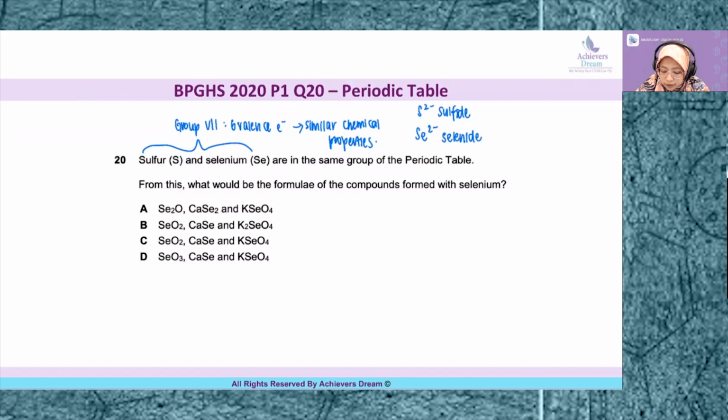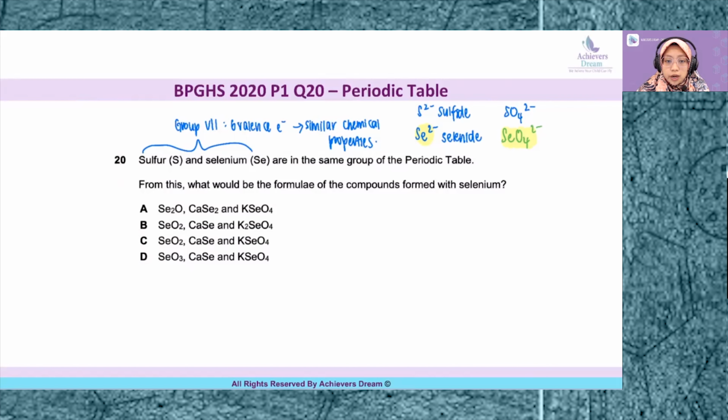What other ions does sulfur have? We have the sulfate ion, SO4 2 minus. Since they are in the same group, we can replace the sulfur in sulfate to form SeO4 2 minus. So these are the two ions that selenium can form, based on our understanding that they have similar chemical properties due to the fact that they have the same number of valence electrons.